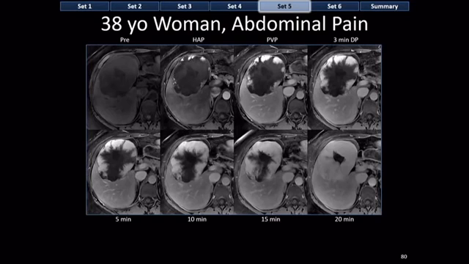Now, in the radiology literature, this is the cute teaching point. In the radiology literature, you will read that this is sometimes called the central scar of a hemangioma. But hemangiomas do not have central scars. This is not a central scar. This is an area of sort of liquefactive necrosis or cystic degeneration in the middle of this hemangioma.